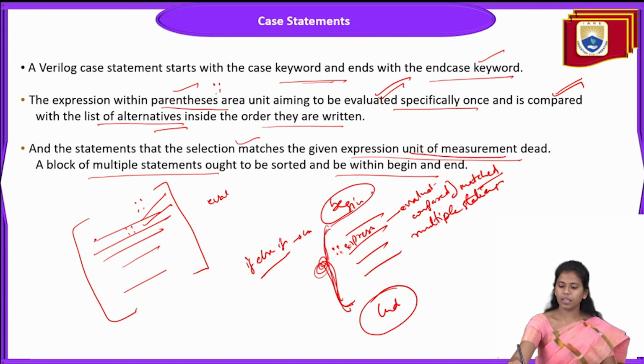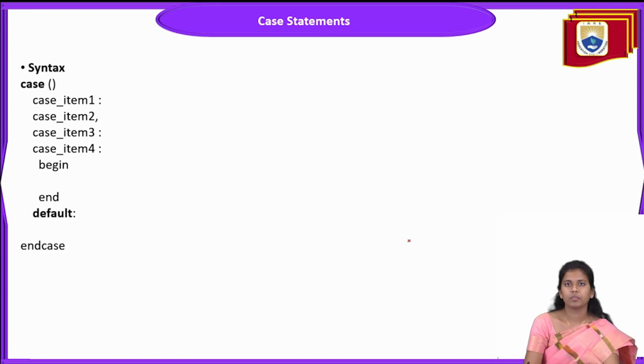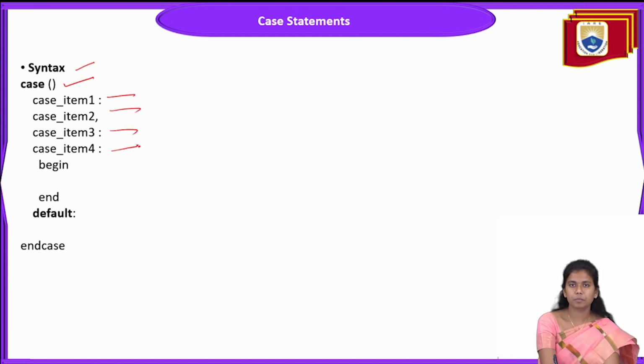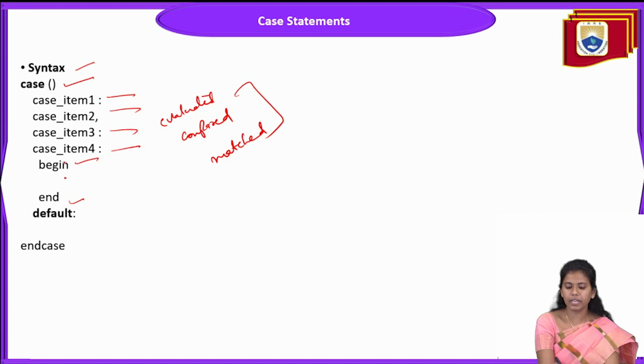So here this syntax talks about the previous slide, whatever we had discussed: the syntax followed by case, and these are the statements. Statement 1 is all about item 1, 2, 3, 4 and begin and end. So all of these need to be evaluated, compared and matched, and all this will be sorted out between begin and end.